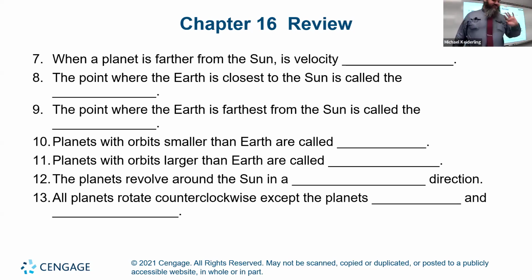Planets with orbits that are smaller than Earth's are called inferior. Planets with orbits that are bigger than Earth's are called superior. These are using the old Latin terms, which mean above and below. Because if your orbit is smaller than us in some way, you're below us. The planets all revolve around the sun in a counterclockwise direction.